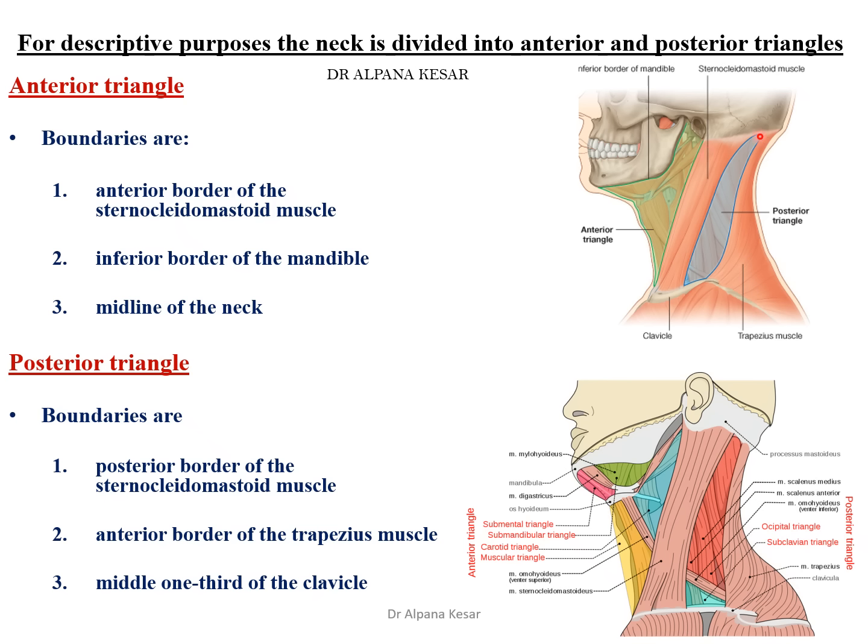The boundaries of the posterior triangle are: anteriorly, it is bounded by the posterior border of sternocleidomastoid. Posteriorly, it is bounded by the anterior border of trapezius. And inferiorly, it is bounded by middle one-third of clavicle.